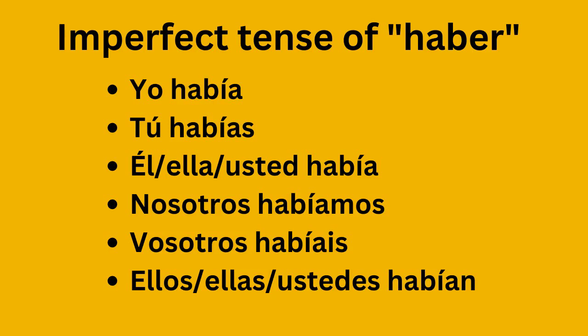Let's review the imperfect tense of haber for all subjects. Yo había. Tú habías. Él, ella, usted había. Nosotros habíamos. Vosotros habíais. Ellos, ellas, ustedes habían.